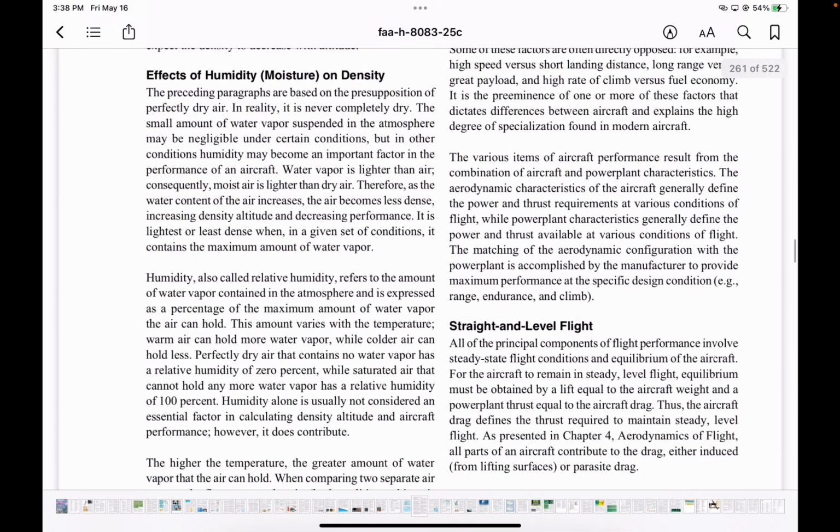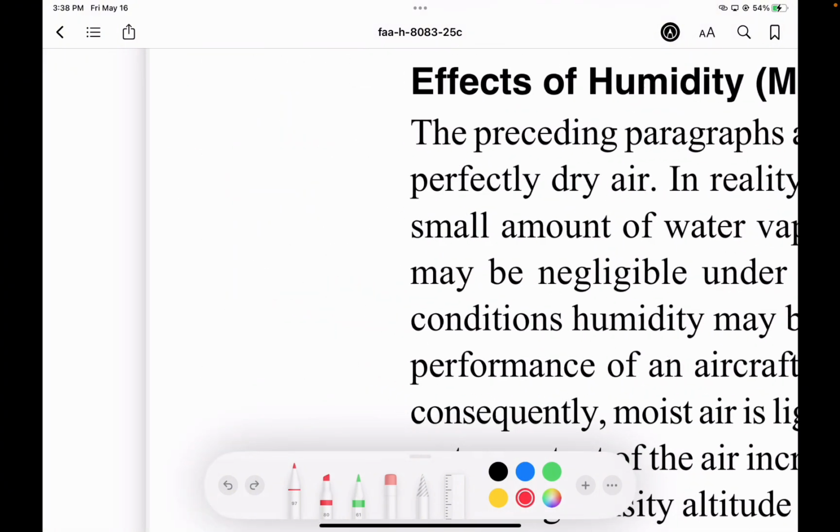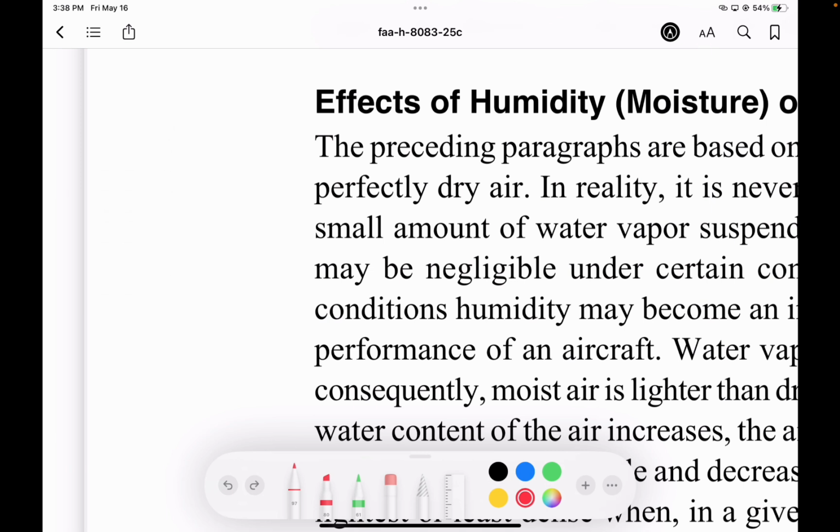Okay, so how does humidity affect density? Let me draw that again. I'm going to draw a corner over here. An increase in humidity means a decrease in density. A decrease in density means an increase in density altitude. An increase in density altitude means a decrease in performance.